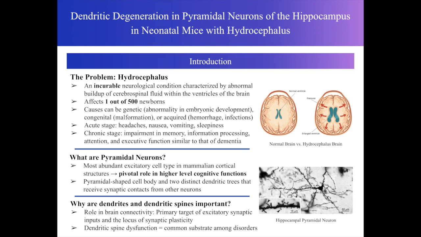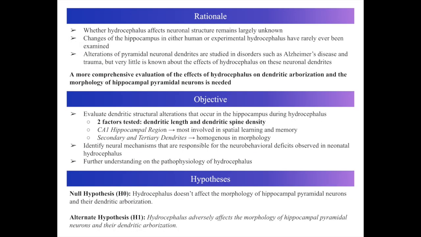Dendrites serve as the main postsynaptic target of excitatory synaptic inputs, while dendritic spine dysfunction has been implicated to be a common substrate among pathologies of many neurological disorders. Although hydrocephalus is known to induce axonal degeneration and demyelination of white matter, its effect on neuronal structure remains largely unknown. Furthermore, changes of the hippocampus in any hydrocephalus model have rarely ever been examined.